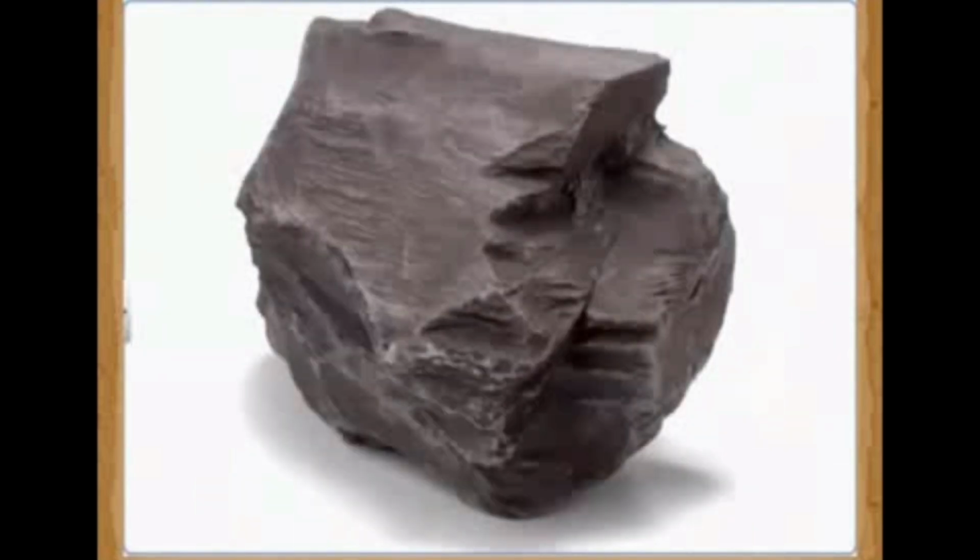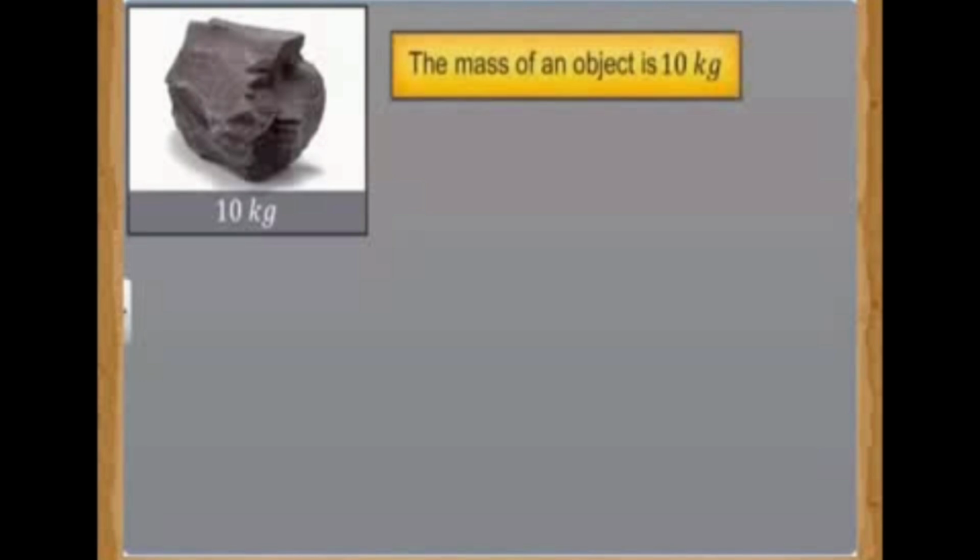Scalars have only magnitude; they do not have any direction. An example is a stone. The weight of the stone, you can take, is 10 kilograms. So the mass of an object is 10 kilograms. It is a scalar quantity. It does not have any direction.